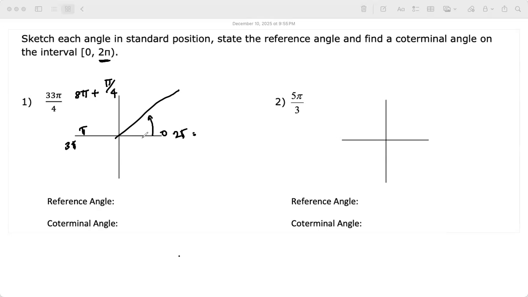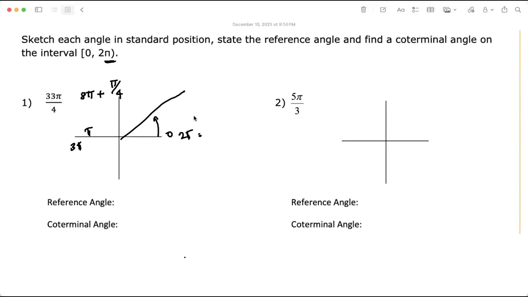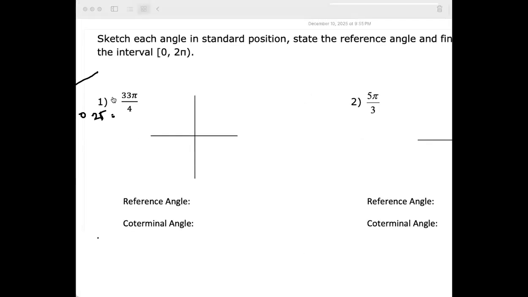So is the coterminal angle 45? Oh, no. First, what is the reference angle? What does the reference angle say? That's easier, right? The reference angle is 45. Good. Reference angle is 45.